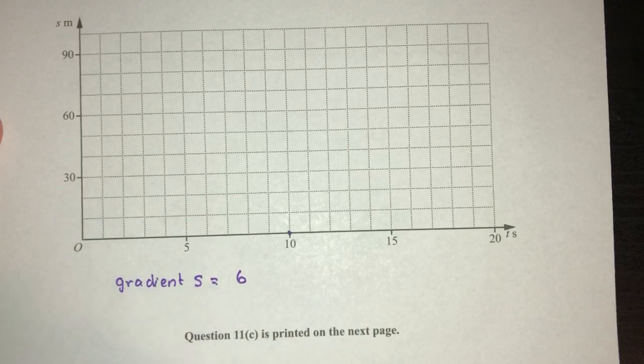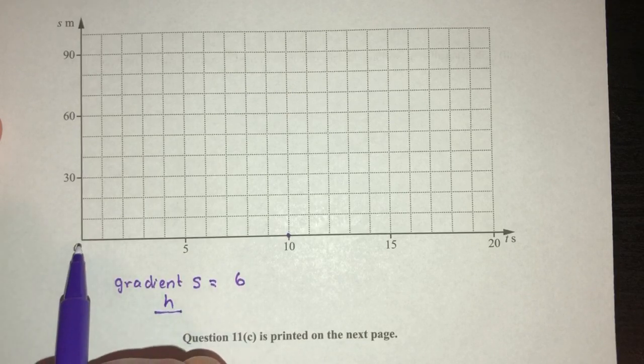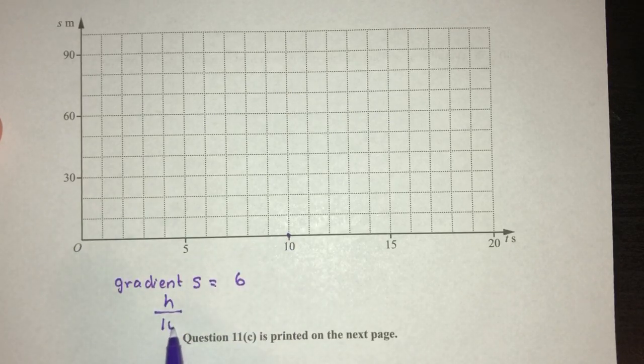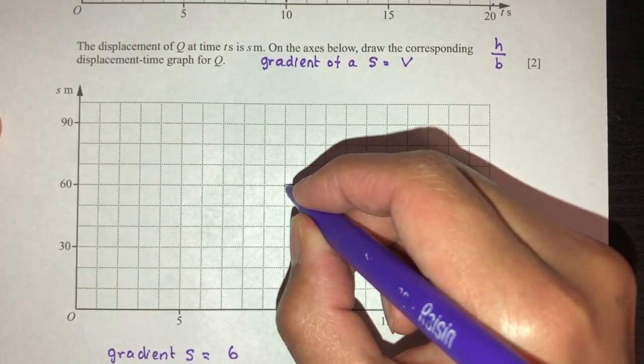And how do you find gradient? You have to take the height that we don't know, divide by the base. The base is 0 to 10. That will be 10, 6. So the height will be 60. So when we times this, that will be 60.